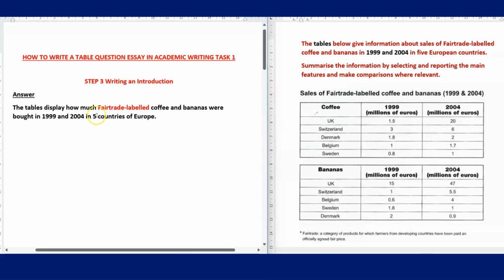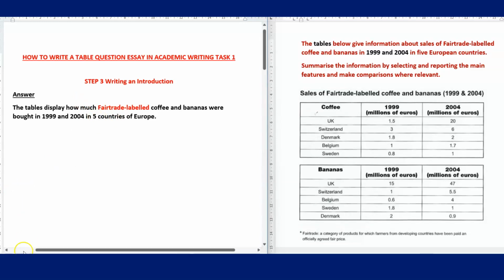Just use a figure like 5 countries or 5 places, or different places, to summarize everything together. So don't write that the tables display how much fair trade coffee and bananas were bought in 1999 in UK, Switzerland, Denmark, Belgium, and Sweden. Don't do that. As stated, when it's more than three, don't list everything. Just combine them together as one unit. That is one particular thing I'll tell you here. So the introduction we write is well labeled, and everything is understood.